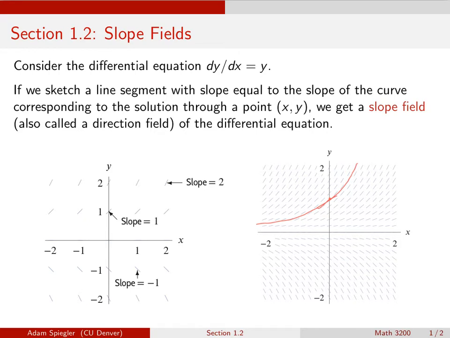If I wanted to think about what the solution looks like through the point at (-1, -1), let's just say that's approximately over here. Again, I would do the same thing and just sketch out a curve following these little directed line segments that we have in the slope field.